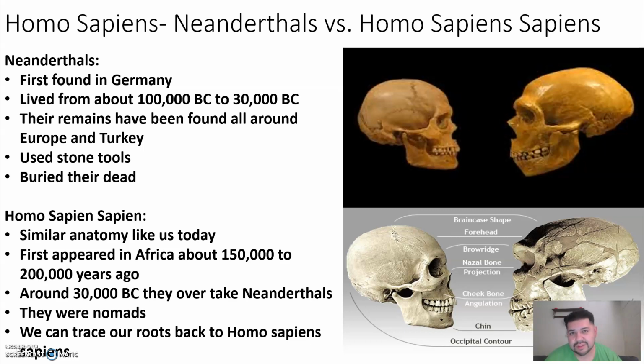First off, they were first found in Germany. They lived around 100,000 to 30,000 years ago. Their remains can be found all over Europe and Turkey. What was significant about them is they were the first to use stone tools. They realized, man, I can't crack this open. So what they did was got stone and, hey, oh wow, look at this, it works. What else could I do with it? And they created tools out of stone.